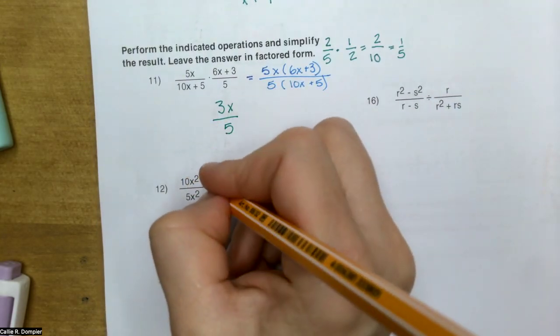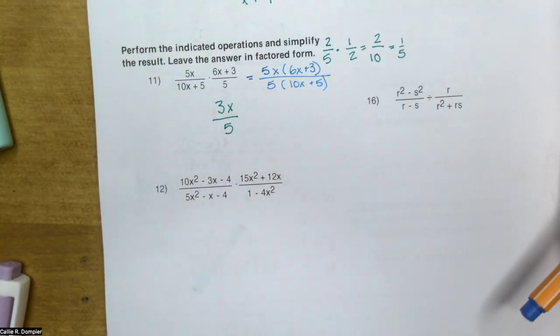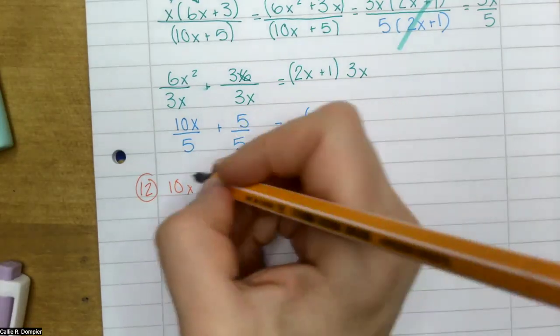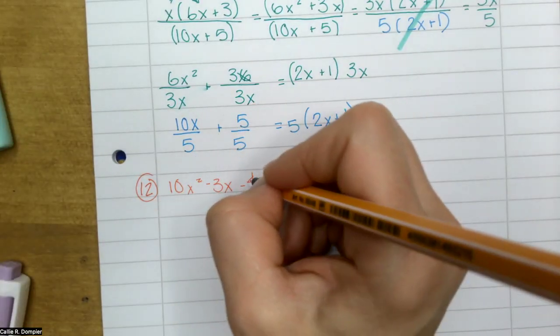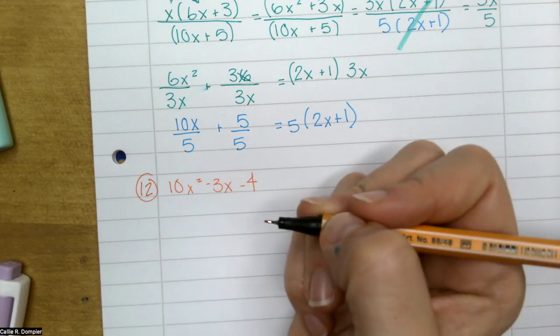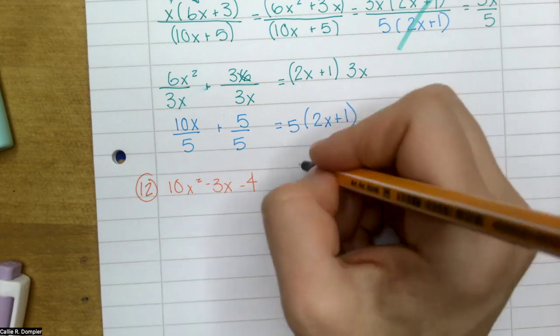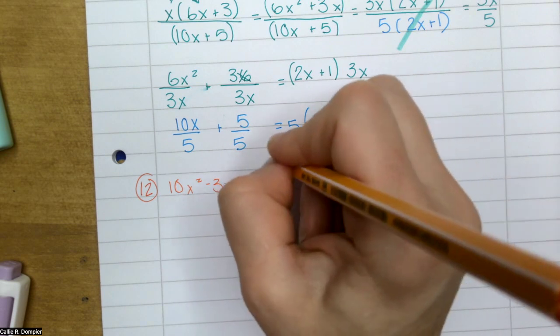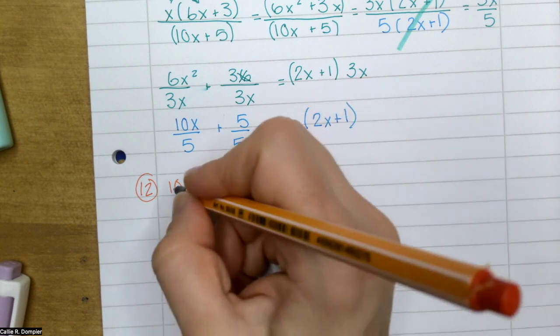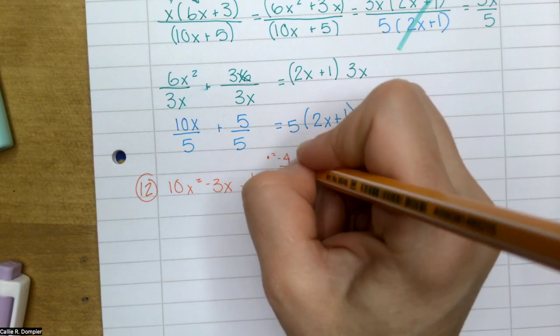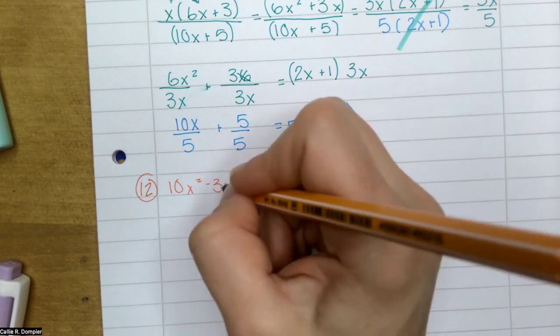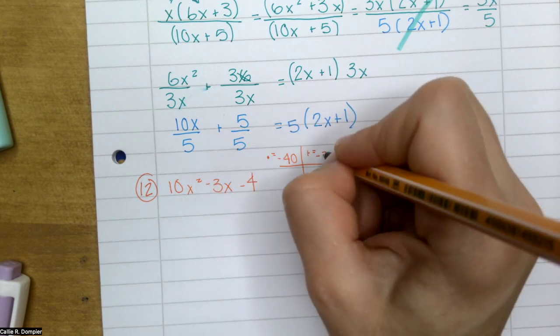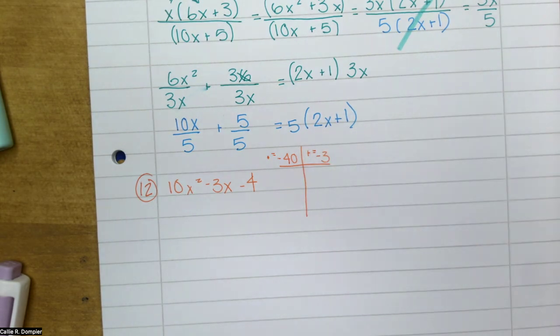Okay, so let's start with 10x squared minus 3x minus 4. And what I want to do, even though that's a big A, is factor this into a pair. For the AC method, we need 2 numbers that multiply to equal A times C, which is negative 40, and that add to equal B, which is negative 3. What 2 terms multiply to equal negative 40 and add to equal negative 3?